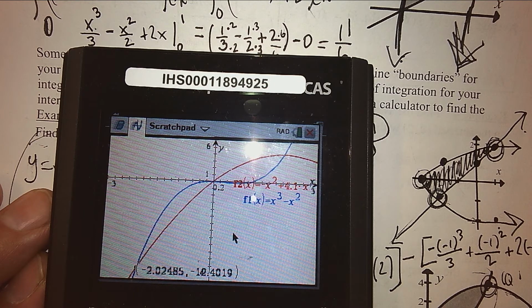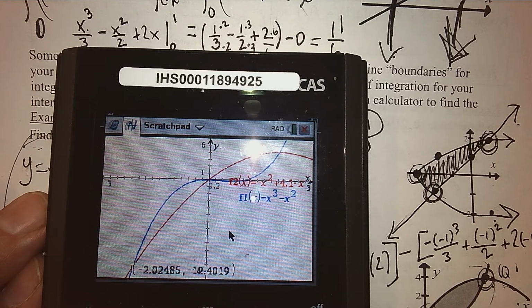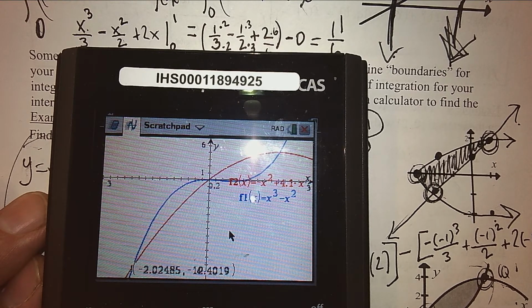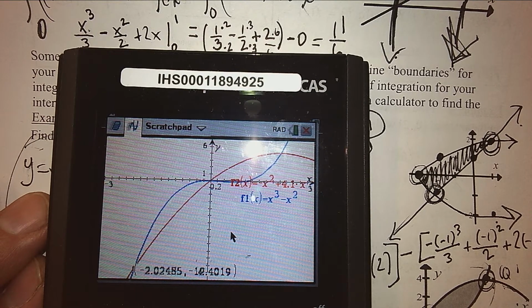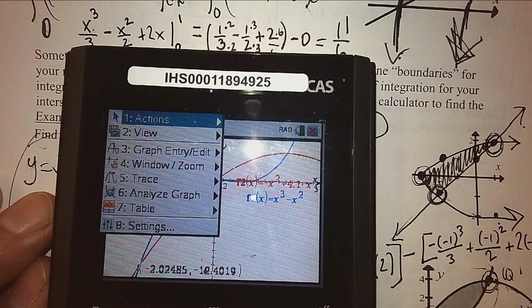So I want the x value, which is -2.02485. I'm just going to carry all those decimals. And I'm going to write it down. So -2.02485, all of them. Then I'm going to do it again. I'm going to go Menu. I'm going to go Analyze Graph.